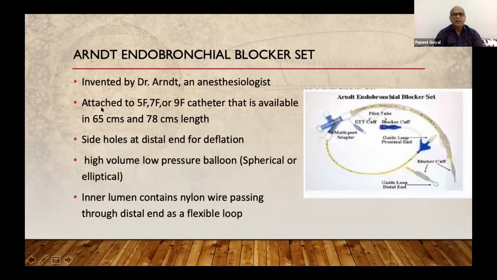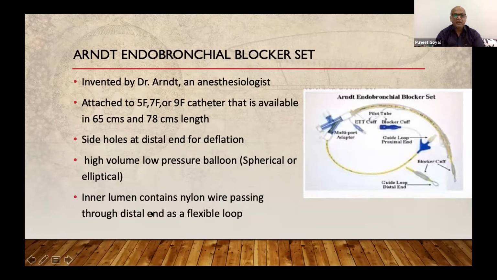Then second is the most common bronchial blocker, the Arndt bronchial blocker. It was invented by Dr. Arndt, who himself is an anesthesiologist, and it is available in 3 sizes, 5, 7, and 9 French, and 2 lengths, 65 and 78 centimeters. There are side holes at the distal end for deflation, and it has a high volume, low pressure balloon, which is spherical or elliptical in shape.